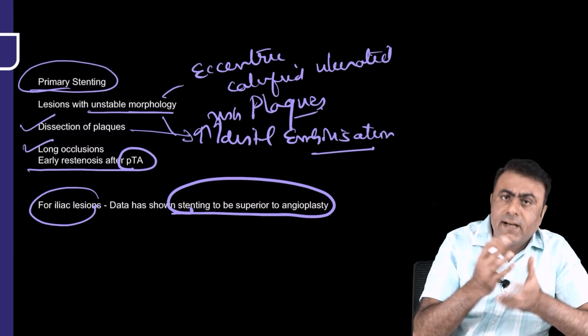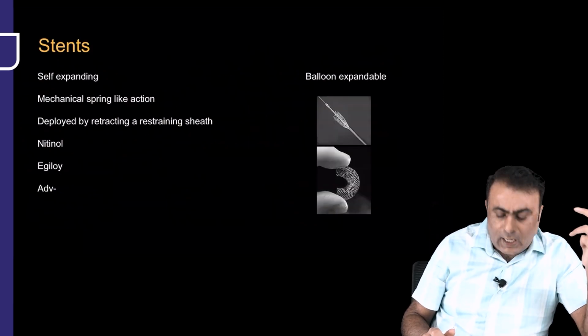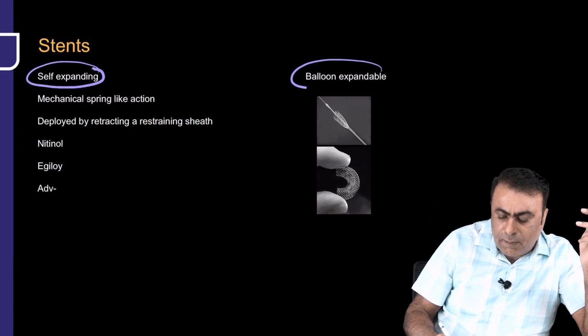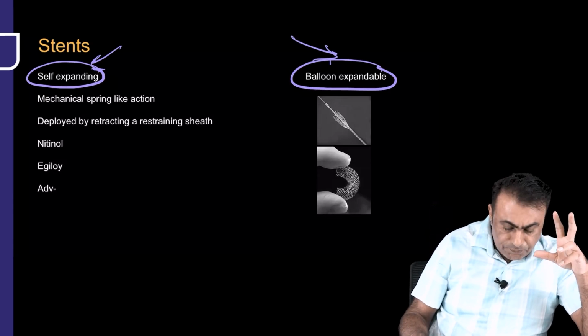Now, what are the different types of stents which we can use in patients of peripheral arterial disease? We can have two types of stents. They can be self-expanding stents or balloon expandable stents.